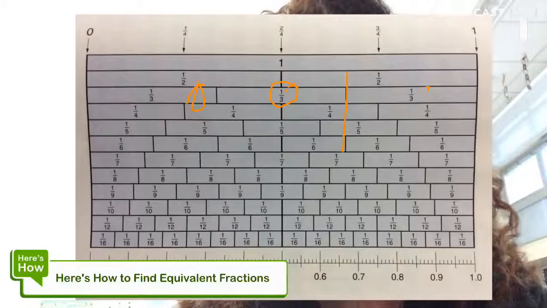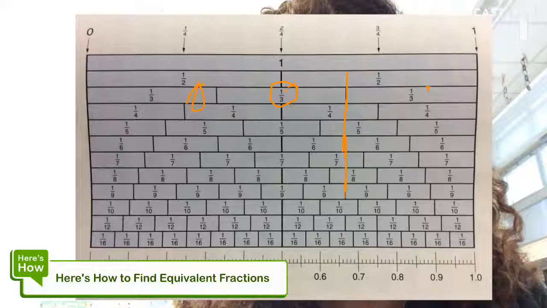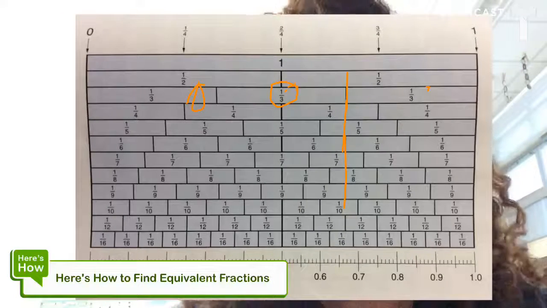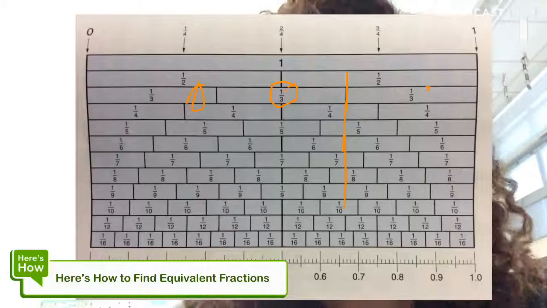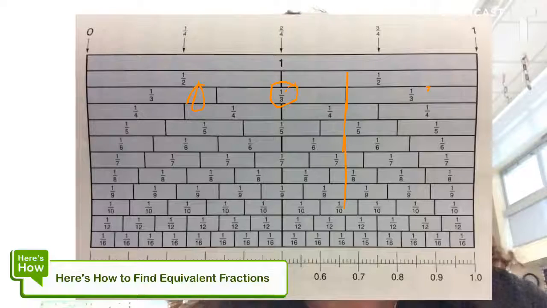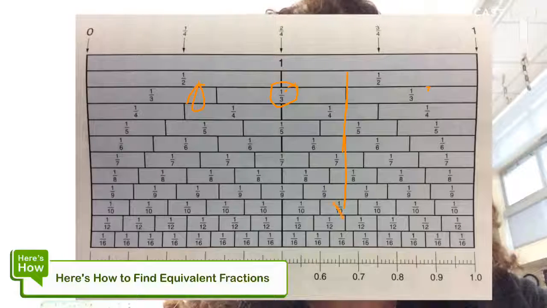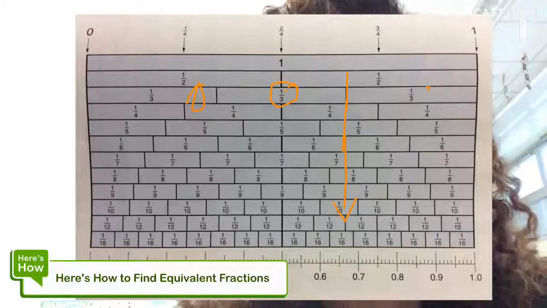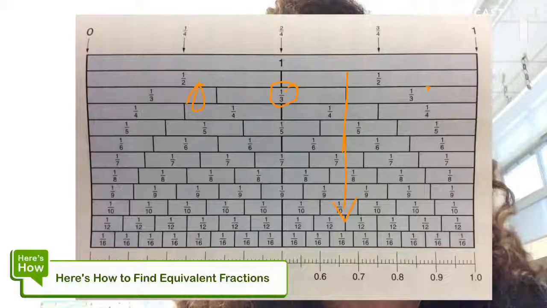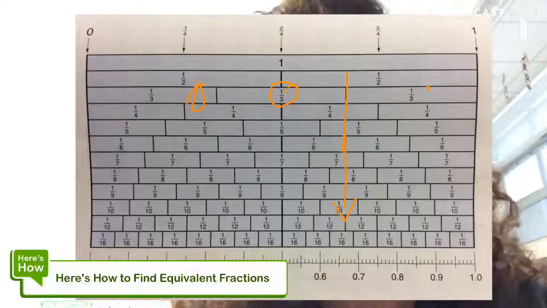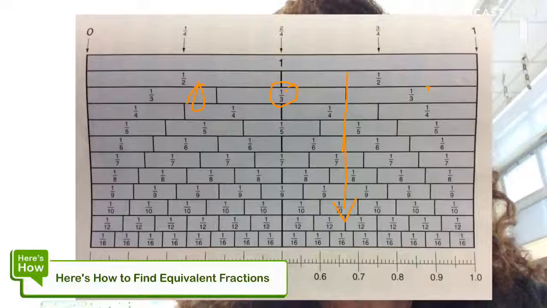As we continue down, we find the edge of the 6/9. Look at that. So that means that 2/3 and 4/6 are equivalent to 6/9. There's one more line we're going to line up with. Follow it down, and here we go, right to 8/12, another equivalent fraction for 2/3. See what other equivalent fractions you can find using this fraction stick chart.